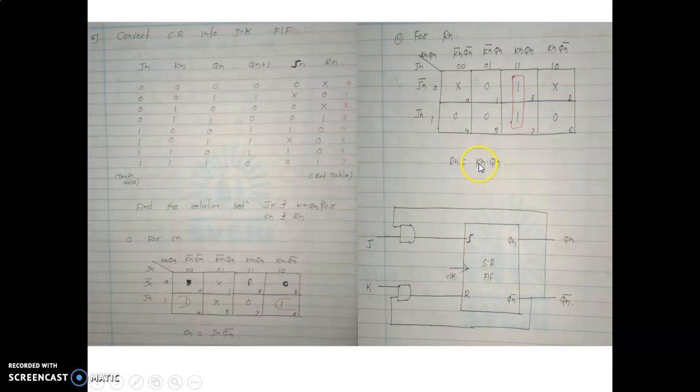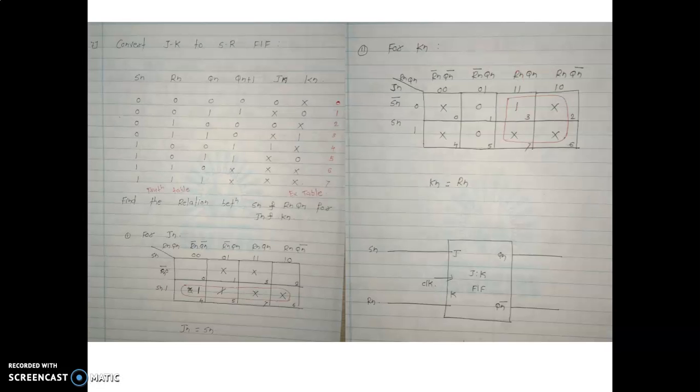For Rn, Kn into Qn. For Rn, the input Kn is taken from the left side and the output Qn is taken from the Qn output. We draw the right side of Qn, and that is connected to the input of the second AND gate. In this way we can convert SR flip-flop into JK flip-flop.